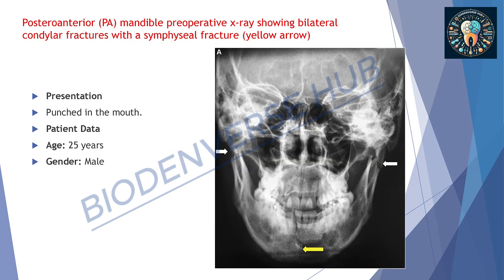At last, we have the posterior anterior view of the mandible, which shows the bilateral condylar fractures with also a parasymphysis fracture. Bilateral condylar fractures are indicated by the white arrows, and the parasymphysial fracture is indicated by the yellow line. This was all about the radiographic assessment of different facial fractures and a detail of different radiographic views that can be used in maxillofacial trauma evaluation and assessment.